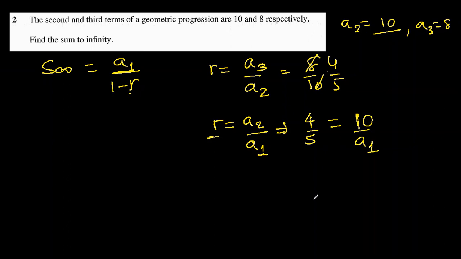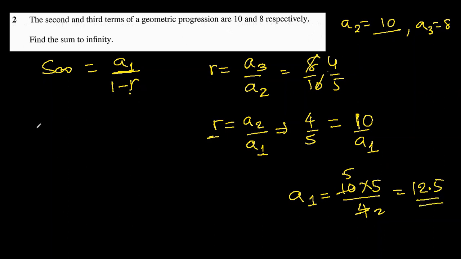So cross multiply, it gives us A1 equal to 10 times 5 divided by 4. This is 2 and 5, 25 over 2, which is 12.5. This is the first term.